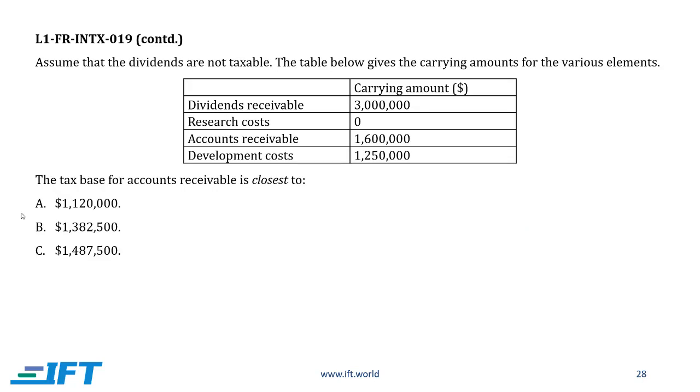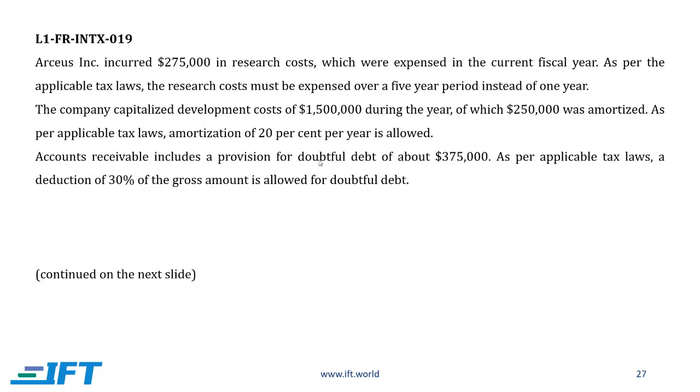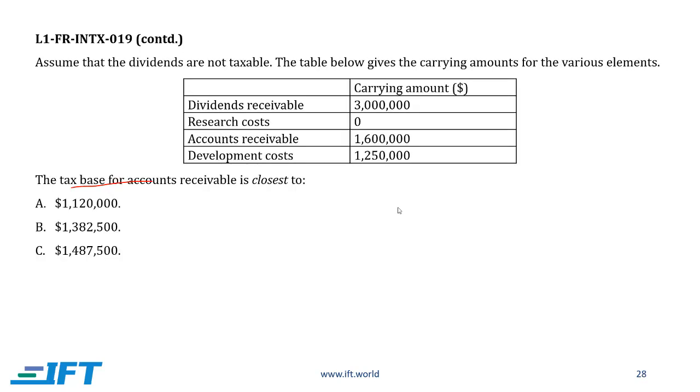Question number 19. We need to find out the tax base for accounts receivable. Half of it we have already done. As per applicable tax laws, accounts receivable includes a provision for doubtful debt of how much? 375. As per applicable tax laws, a deduction of 30% of the gross amount is allowed. Now, your provision is how much? Provision was 375,000. What was your original amount of accounts receivable?